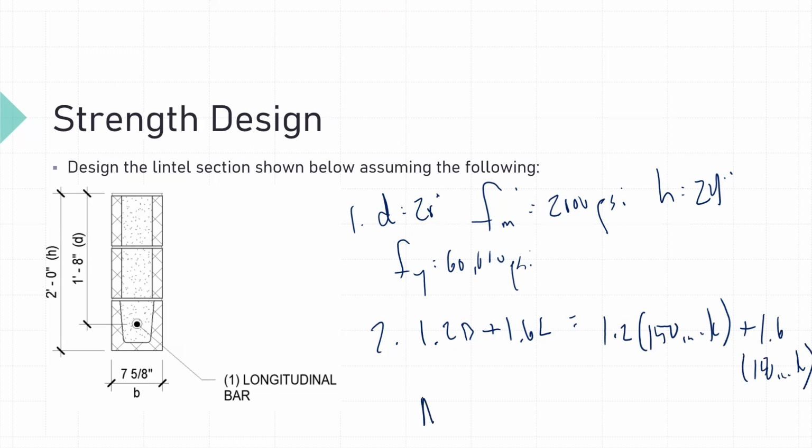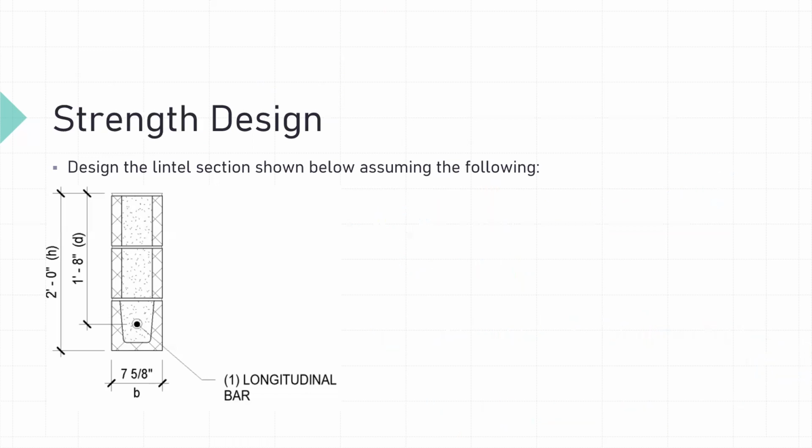And so our applied moment, our design moment, M sub U, is 420 inch kips. If we multiply that by 1,000, we get 420,000 inch pounds. So we know all of our parameters, we know our design moment, so now we can solve for the required reinforcement. So step three, we solve for the depth of our stress block.